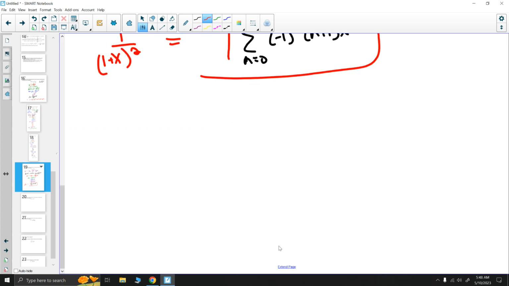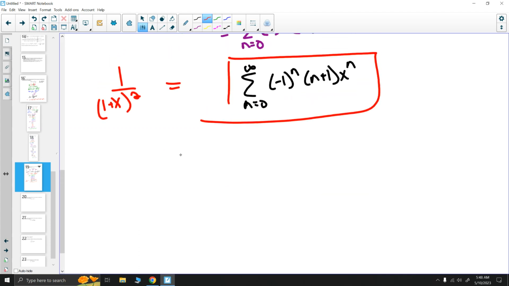As a quick reminder, if we write this thing out as a partial sum, our first term would be, with n equals 0, negative 1 to the 0 is 1, 0 plus 1 is 1, x to the 0 is 1. So that's a 1. Minus 2x plus 3x squared minus 4x cubed plus 5x to the fourth minus dot dot dot. That's what this thing is equal to.